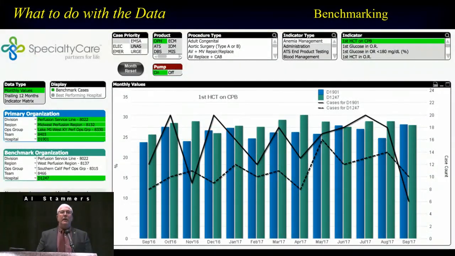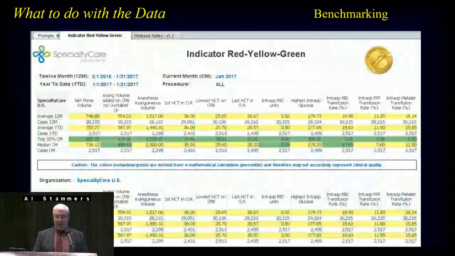And then you could benchmark it, either to, I believe this happens to be, the best performing hospitals versus the individual hospital. Green is best. So if you're using this to say, look, our best hospitals are able to maintain a 30% hematocrit for all comers on bypass for coronaries, how did you compare to that? So you can set your standards any way.